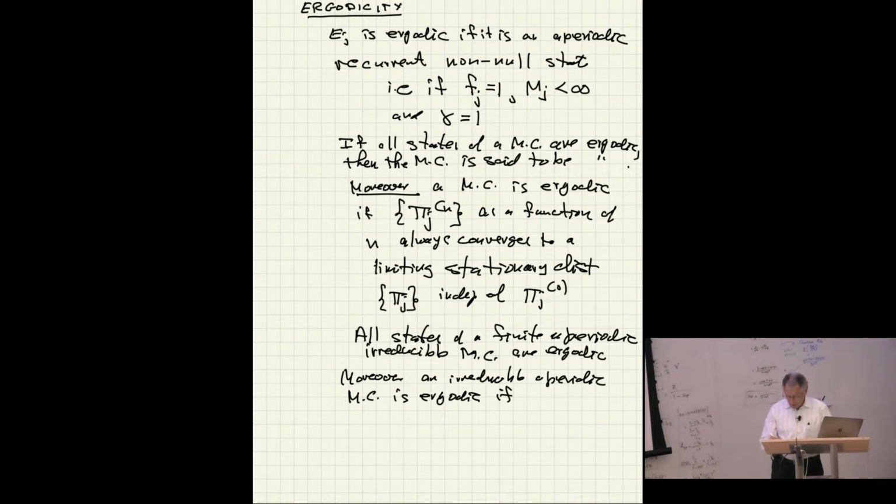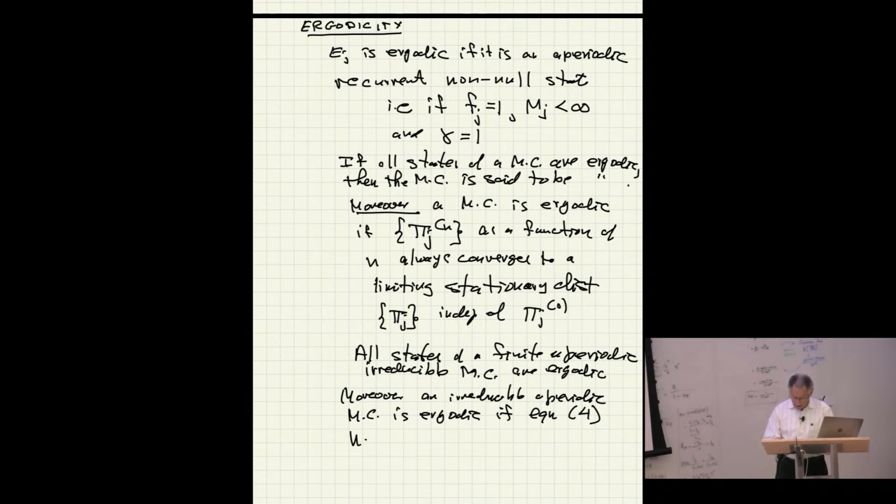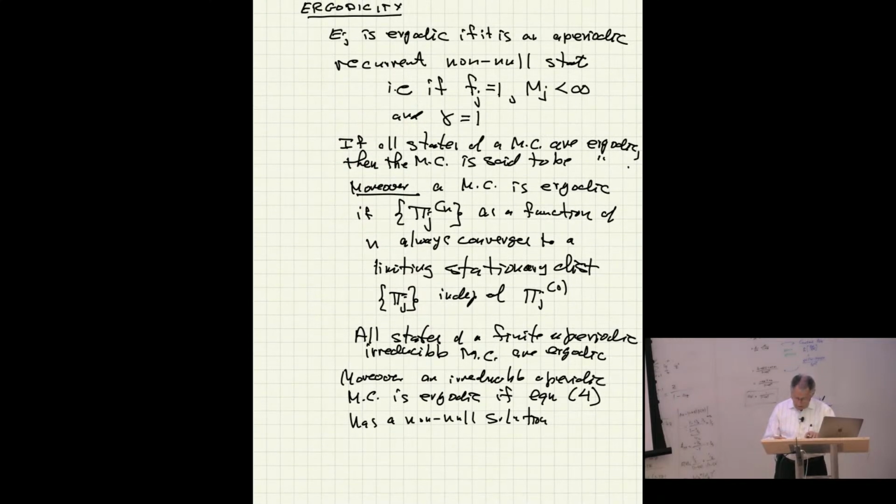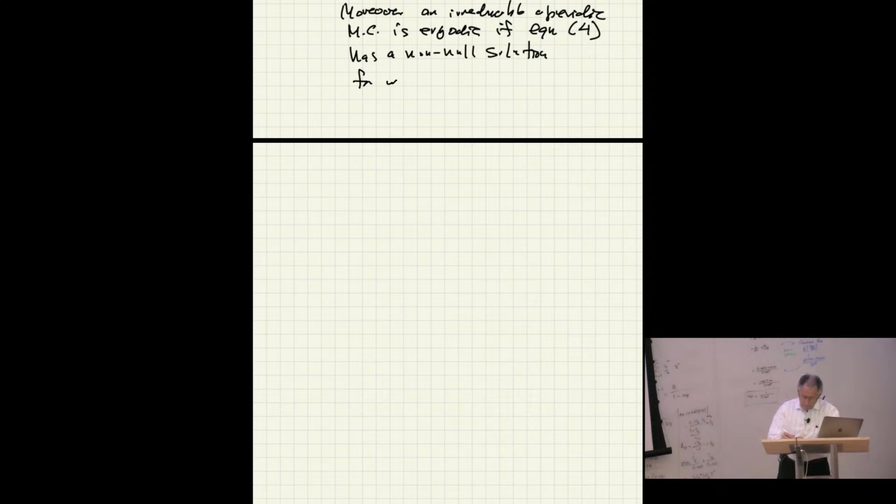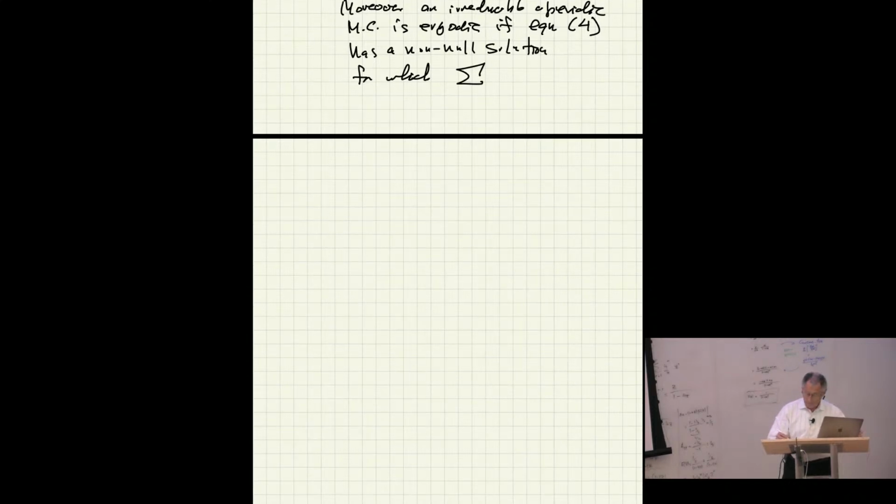If equation 4 has a non-null solution for which the sum of those probabilities in absolute value, and of course they're all positive when we find them, is less than infinity, it's finite. Now just make a note, these probabilities we're talking about, they're called the equilibrium probabilities, which means if you start with it, it's stationary, it stays there.